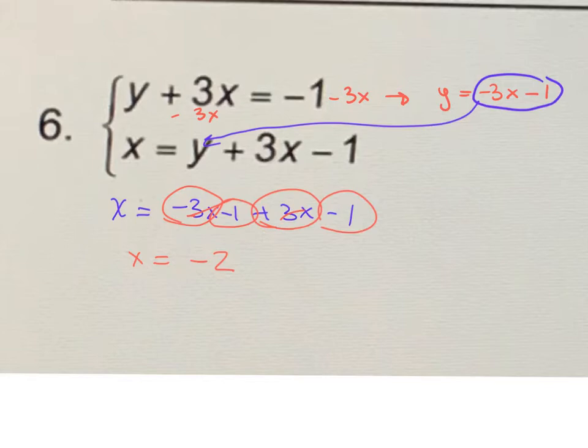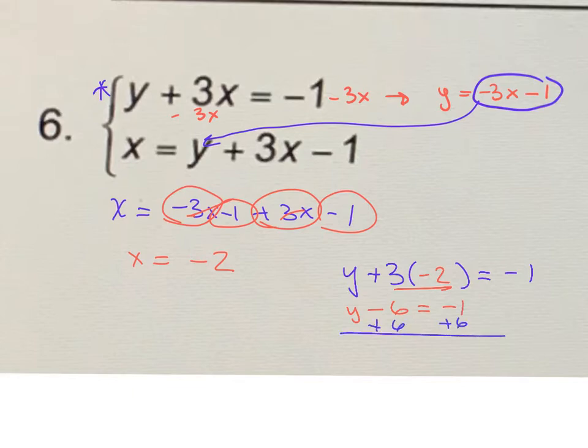So if x is equal to negative 2, now I'm going to take that and plug it into the top equation, because it says y plus 3 times x is equal to negative 1. I get y minus 6 is equal to negative 1. Add 6 to both sides, and I get y is equal to 5. So negative 2 comma 5 is the solution.